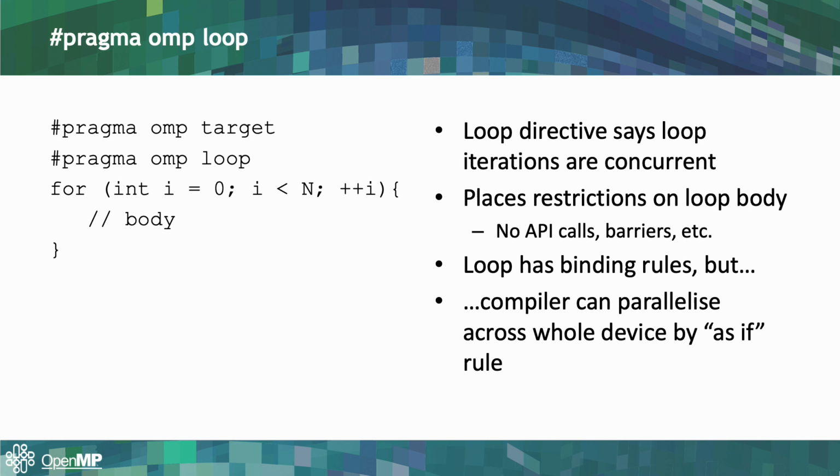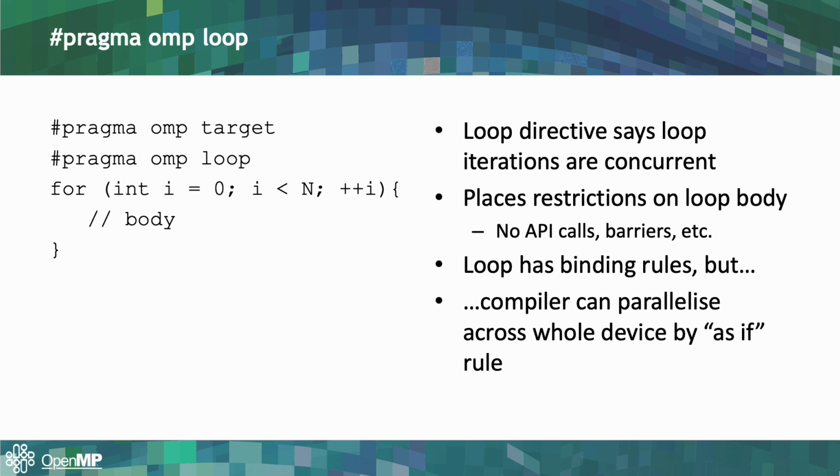The other thing you do when you use the loop directive is you promise not to use any difficult things to enable that concurrency guarantee to be true inside that loop body. So you're not allowed to make any API calls. That's API calls to the OpenMP runtime. You're not allowed any barriers or anything like that, and almost any other OpenMP directives.